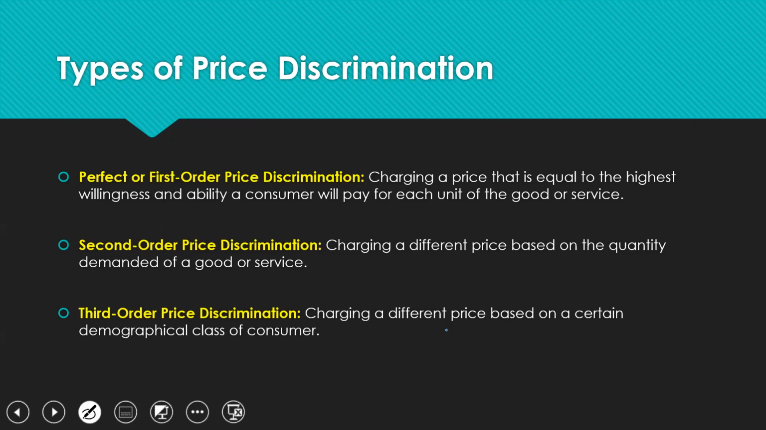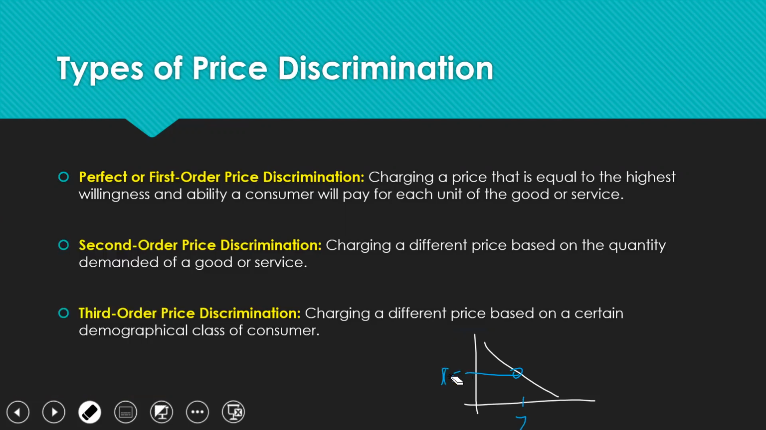First order or perfect price discrimination is charging a price that is equal to the highest willingness and ability a consumer will pay for each unit of a good or service. So basically what this is saying is if we draw a demand curve, the law of one price says, okay, if this is equilibrium, this is how much everybody's going to pay. There's 7 people, all 7 of them are going to pay, I don't know, $5.